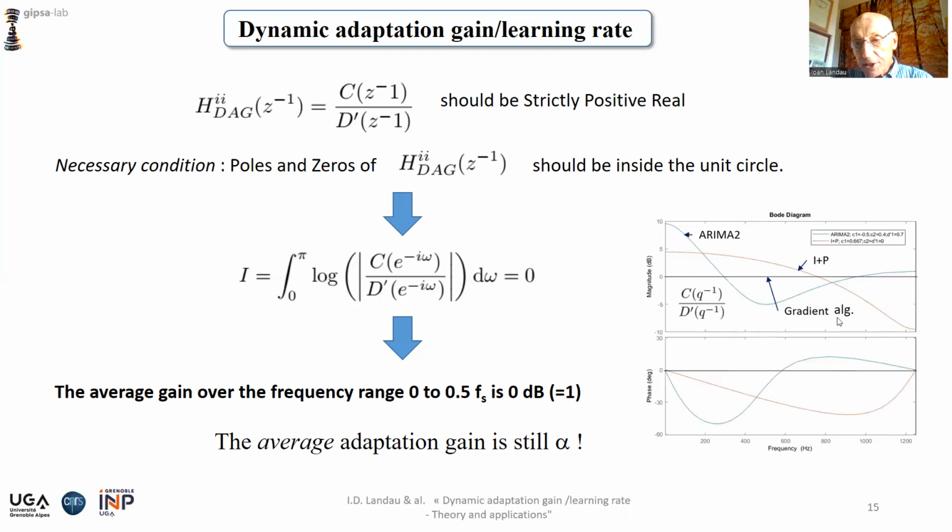Here is an illustration for 3 algorithms: the gradient, the I plus P, which I'll explain later, and the Arima 2. As we can see visually, the average gain for all these algorithms is 0 dB. In the meantime, these are positive real transfer functions, and the phase is between minus 90 and 90 degrees.